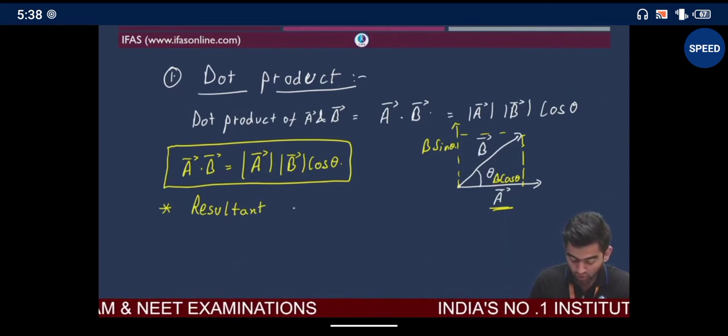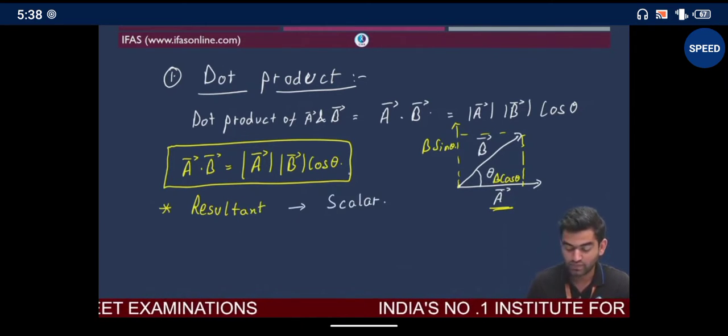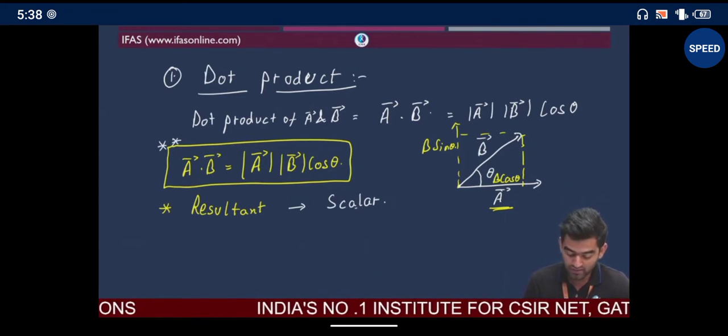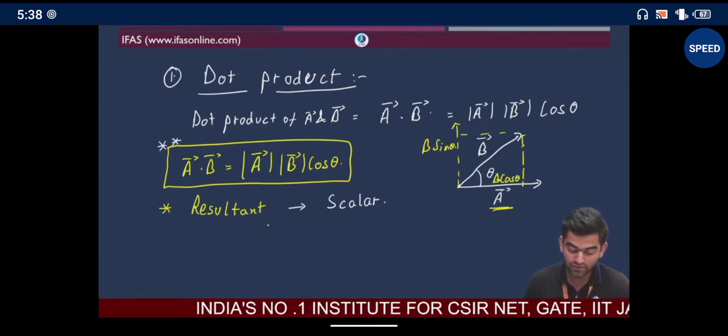Its resultant will always be a scalar quantity. The resultant of this particular multiplication, and this is very important, will always be a scalar quantity. So this is the one part.